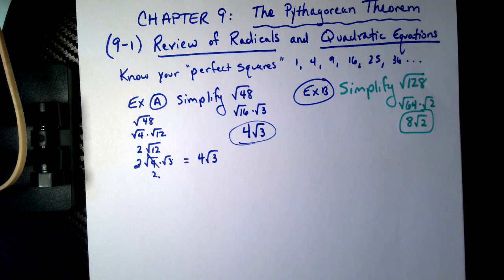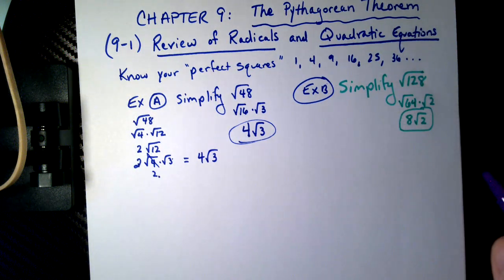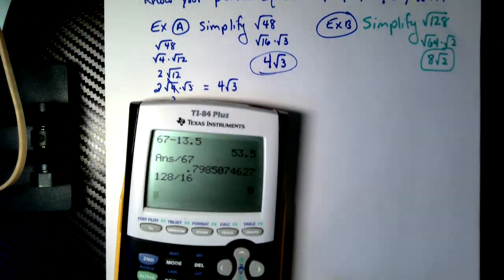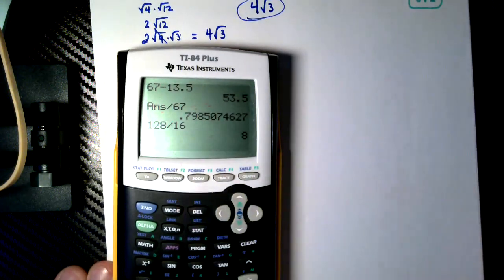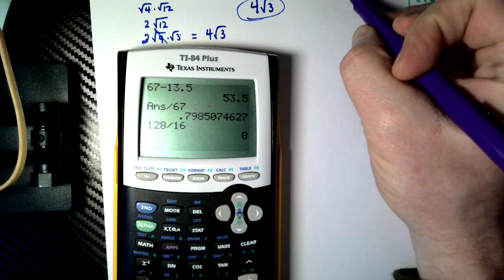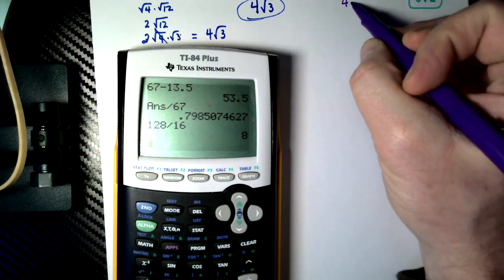If you started with, like, a 16, I know 16 goes into it. I actually don't know how many times though. So with a calculator, I just did 128 divided by 16, just to see what I get. I get 8. So let's say what I thought of first was 16 times 8. That would give me 4 and then root 8.